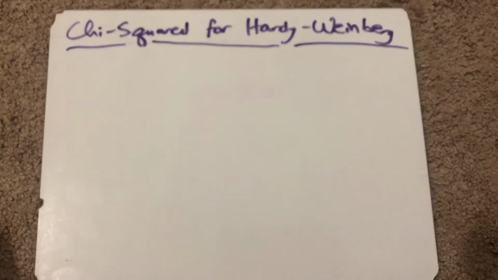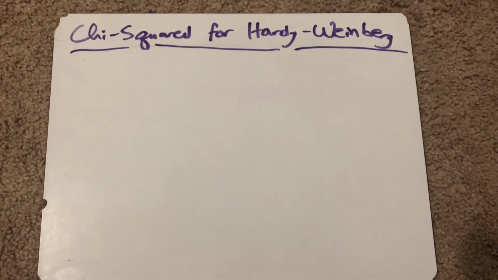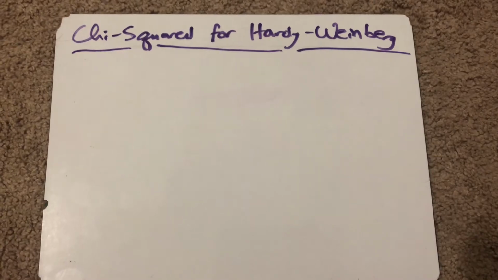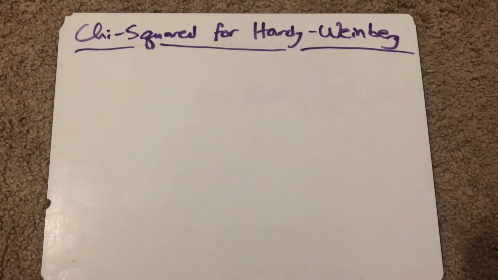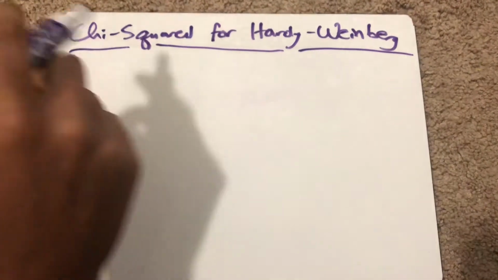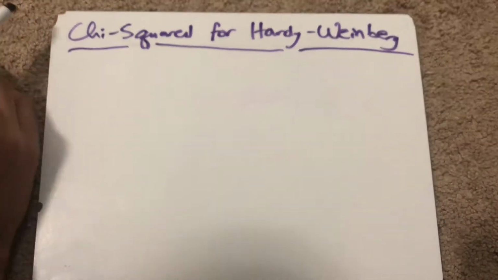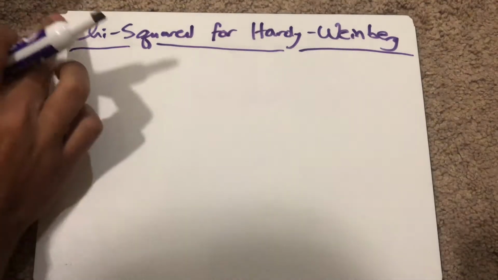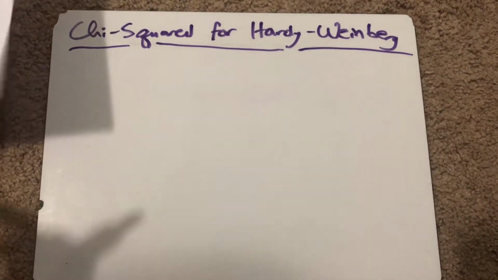Hey everyone, I'm going to work out a Hardy-Weinberg problem, but not just any Hardy-Weinberg problem, a chi-squared problem dealing with Hardy-Weinberg. When these two concepts come together, they can be a bit confusing, so I just want to clarify some stuff. There's some extra math involved that you might not have seen before, but it's okay. We'll go through it because it's more logic-based.